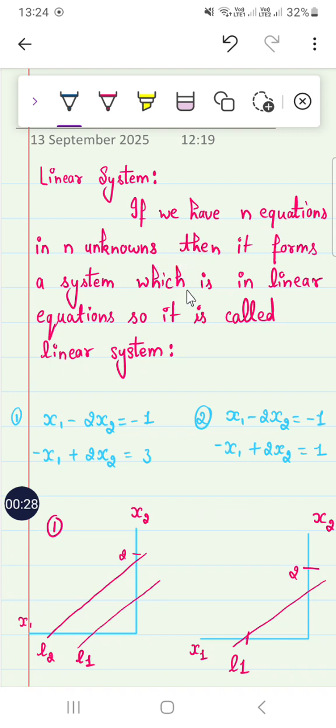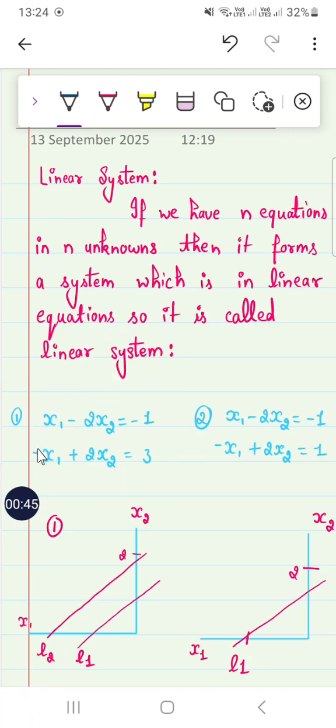It forms a system which is in linear equations, right? These equations are linear, so it is called a linear system. All these equations in n unknowns form a linear system. Now, what are linear equations?